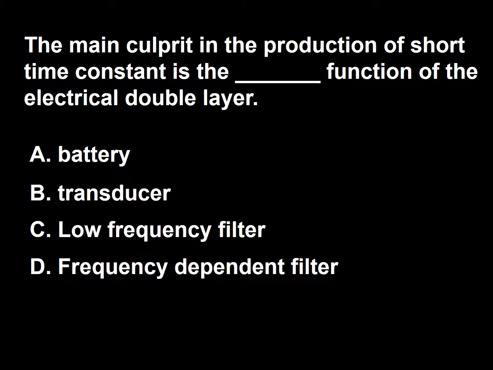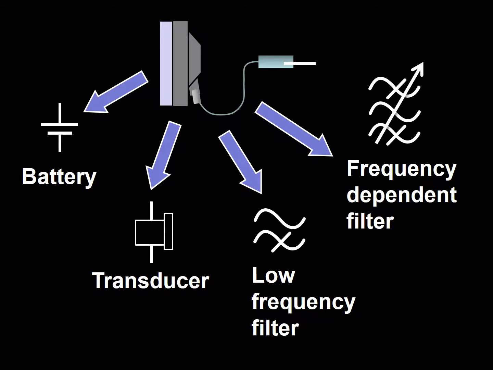The next question is: the main culprit in the production of short time constant is the dash function of the electrical double layer. A battery, B transducer, C low frequency filter, D frequency dependent filter. Of the four functions of the electrical double layer, which by now you have seen many times, the one that contributes the most to the production of a short time constant is the low frequency filter function.